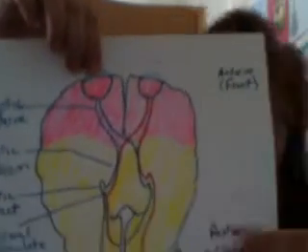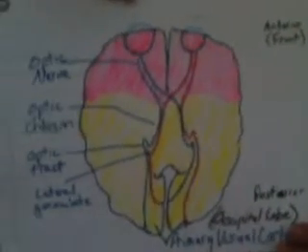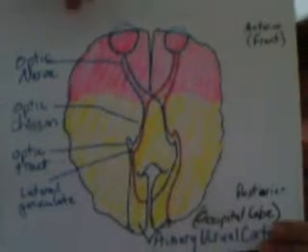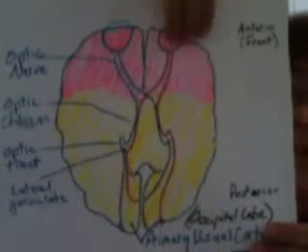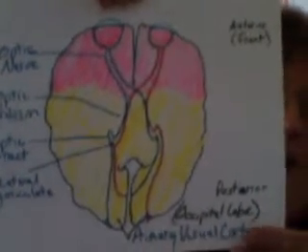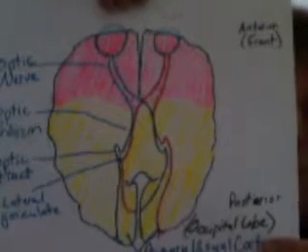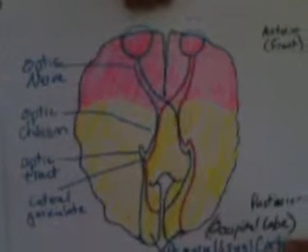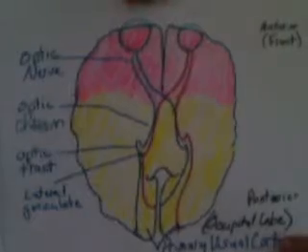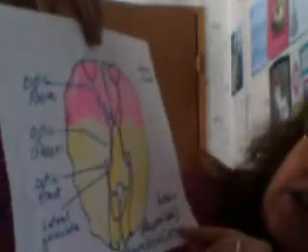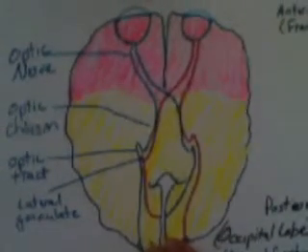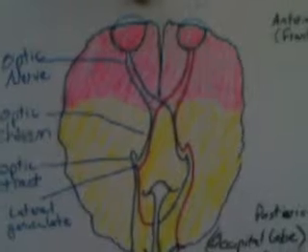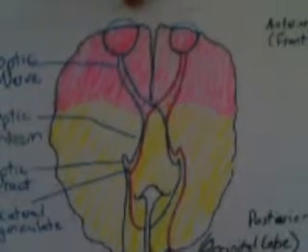And once the information exits the eye, this is the view of the brain from the top. So we have the anterior front portion up here with the eyes, and then we have the path that it goes. The optic nerve goes through the optic chiasm, then the optic tract to the lateral geniculate, to the primary visual cortex, which is way in the back, the posterior of the brain, in the back of the occipital lobe.